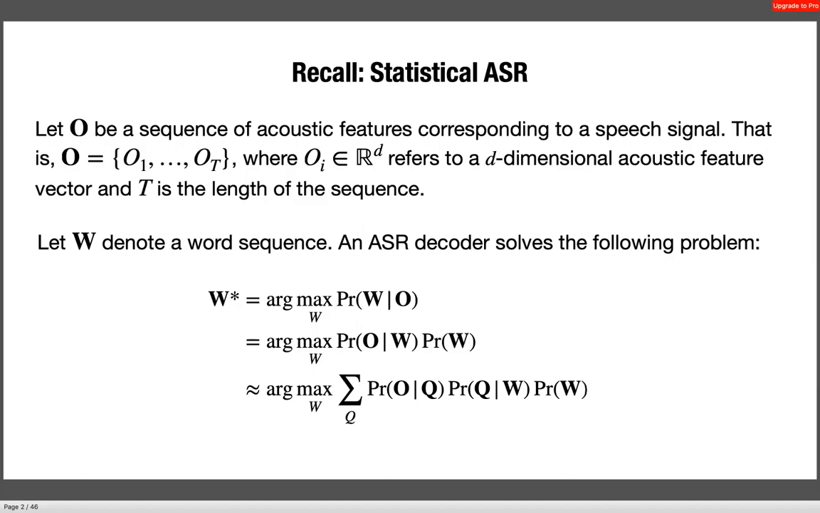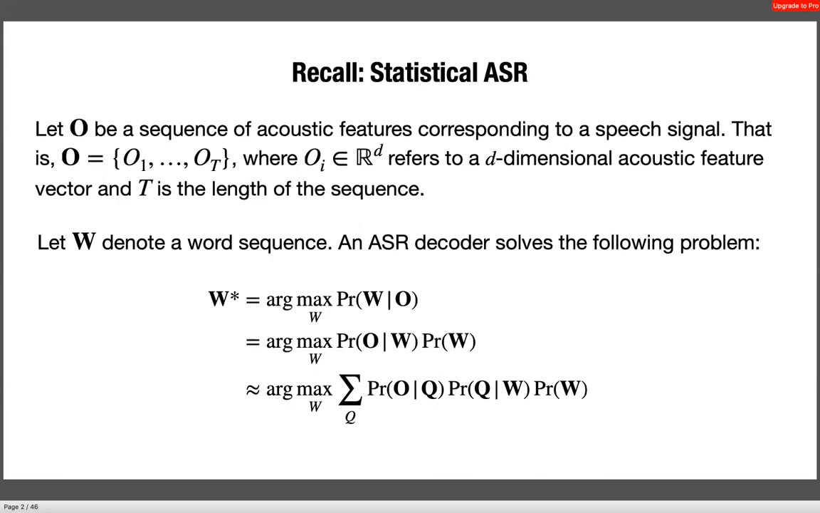And each O sub i is a d-dimensional acoustic feature vector. So the ith speech frame is represented by O sub i, and think of there being an acoustic feature vector extractor which acts on the speech frame and produces this d-dimensional vector which captures all the content in that particular speech frame. This is your observation vector, the sequence of observation vectors. And let W, capital W, denote a word sequence.